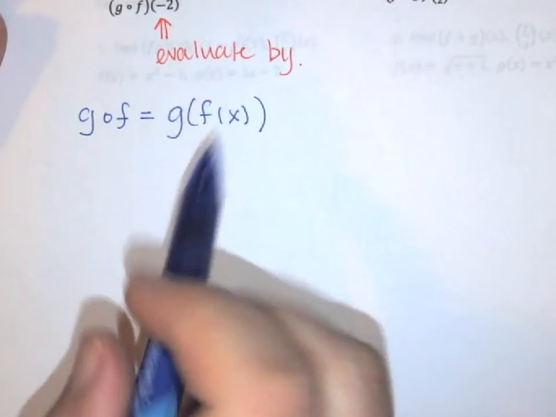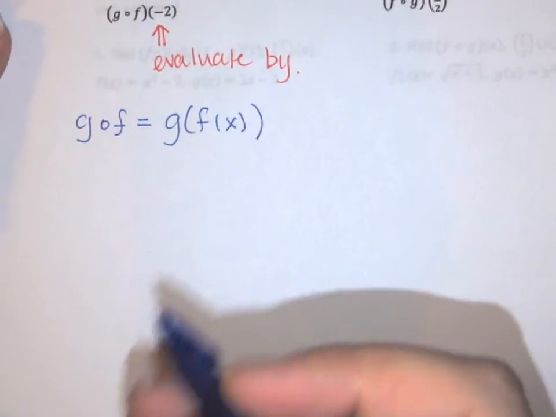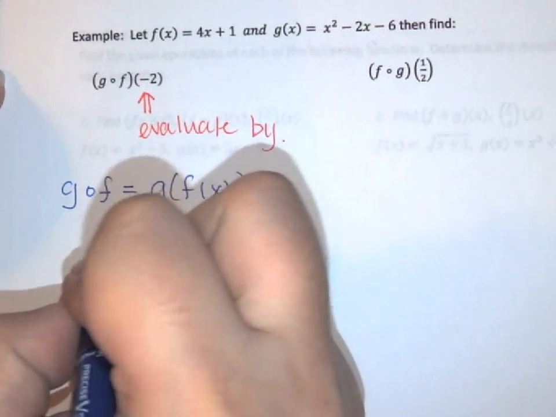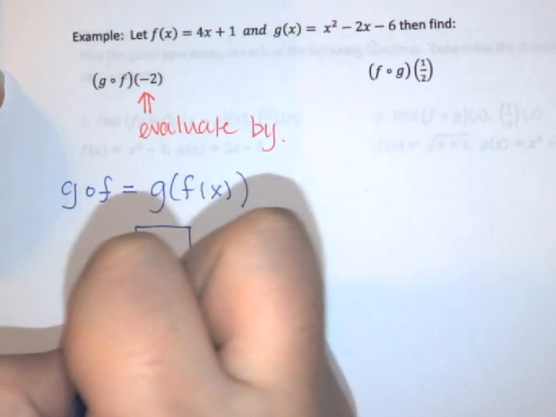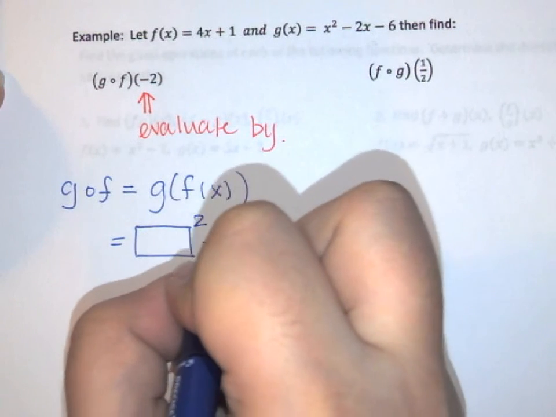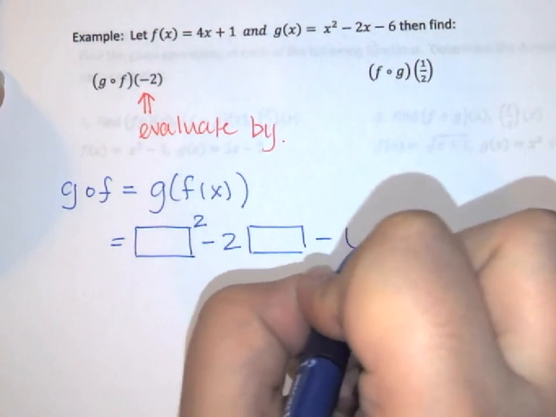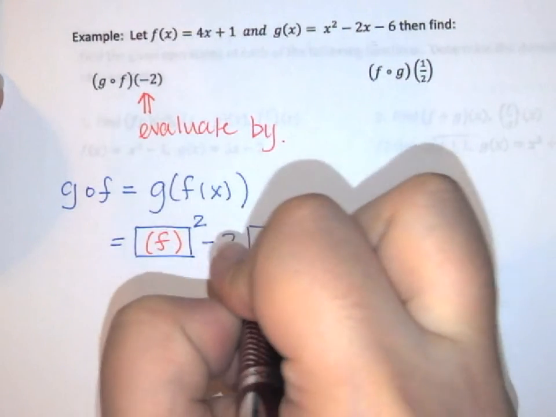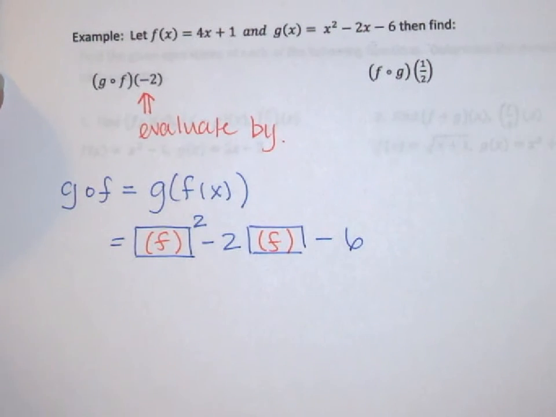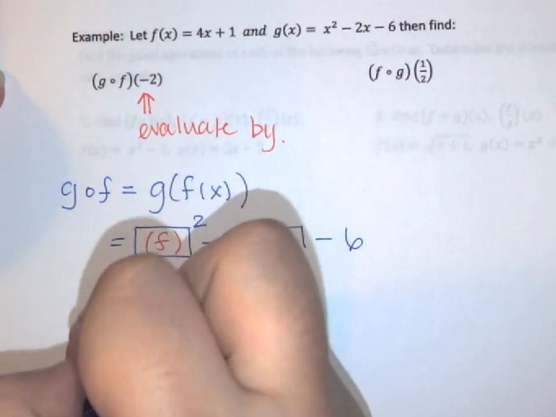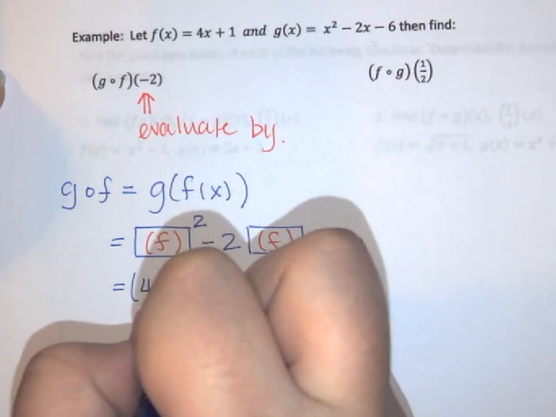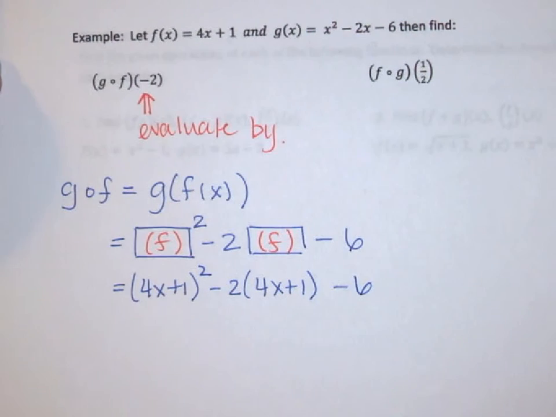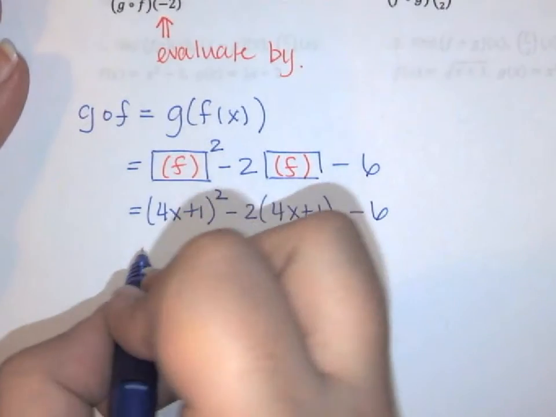To find the composition first says I have to input f into g. My g function is going to be x squared minus 2x minus 6. So here I've got something that I'm going to square, minus 2 times something, minus 6. And what goes into that something is going to be my f function, and it has to go into both. Okay? So this is actually going to be (4x plus 1) squared minus 2 times (4x plus 1) minus 6.